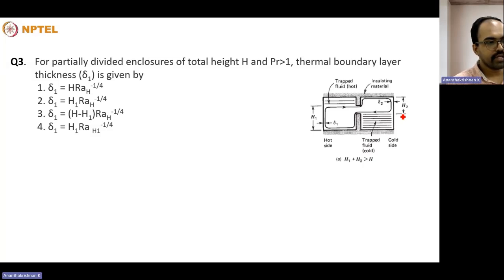So we need to see how the boundary layer will be scaled. What will be the formula for the boundary layer δ1? It is of the order of which out of the four options? Is it H Ra_H to the power minus 1/4, or h1 Ra_H to the power minus 1/4, or (H minus h1) Ra_H to the power minus 1/4, or h1 Ra_h1 to the power minus 1/4?